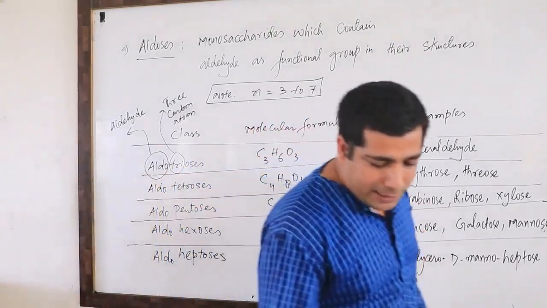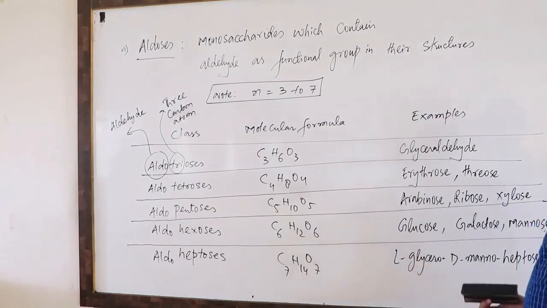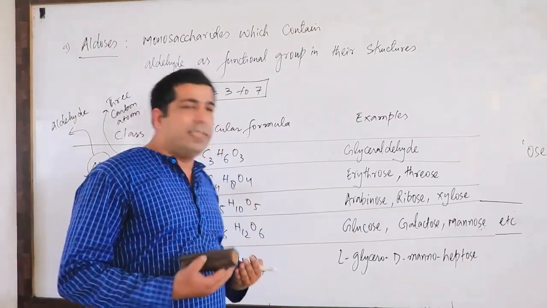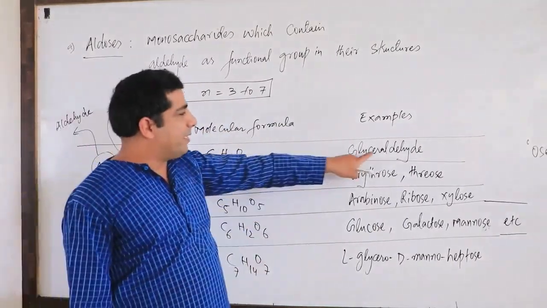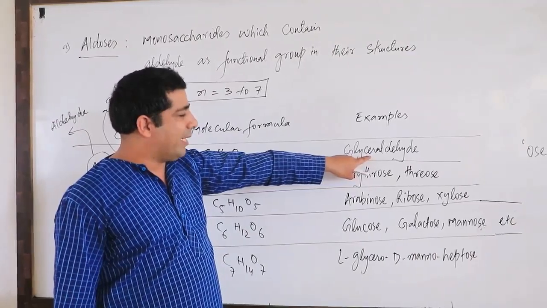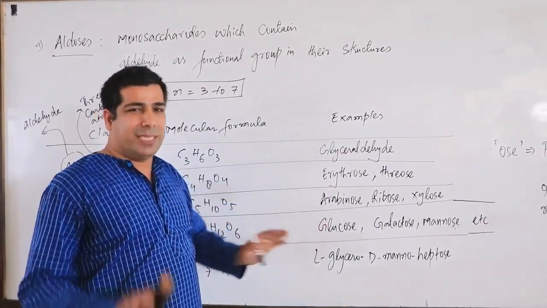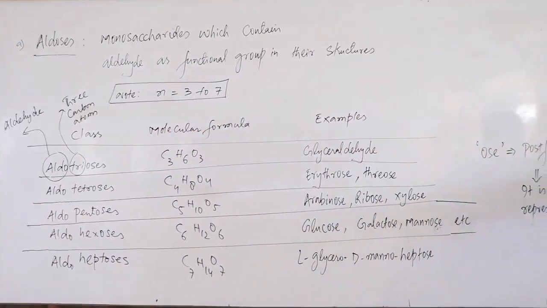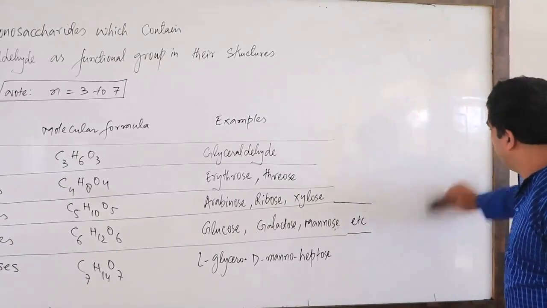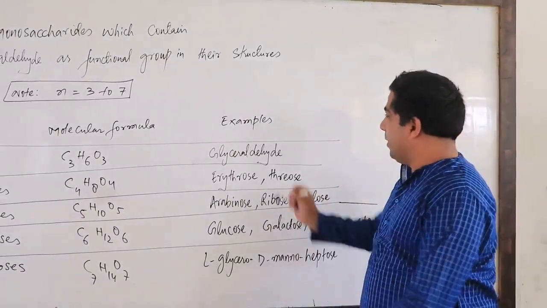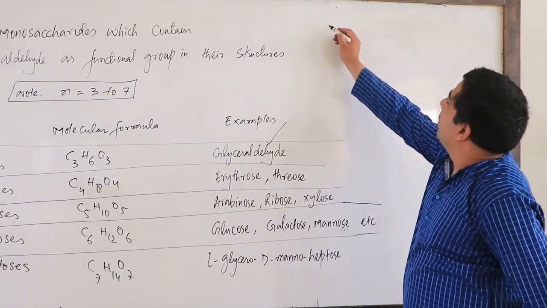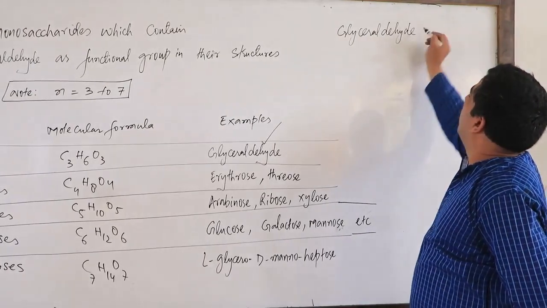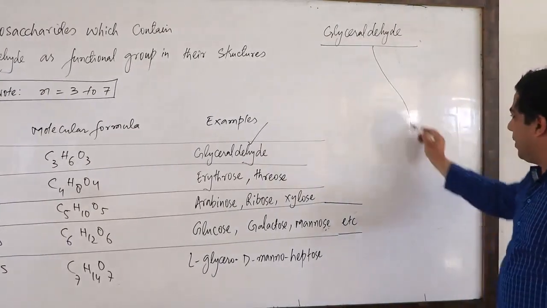Okay, now you'll be thinking that let us see 1 or 2 structures right out here so that you can understand whether they contain aldehyde or not. Let me take the first example. Glycerol aldehyde I will take, and I will take glucose just to show you whether they contain aldehyde or not. Let us see. Let's take this example, glycerol aldehyde. I will draw its structure a little down so that it will be visible here.